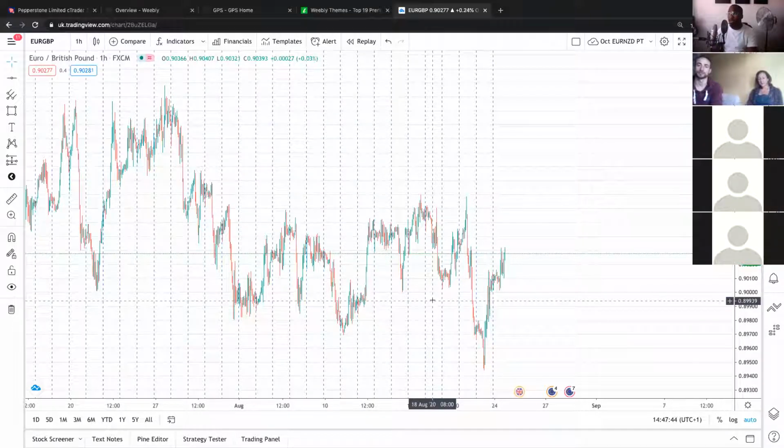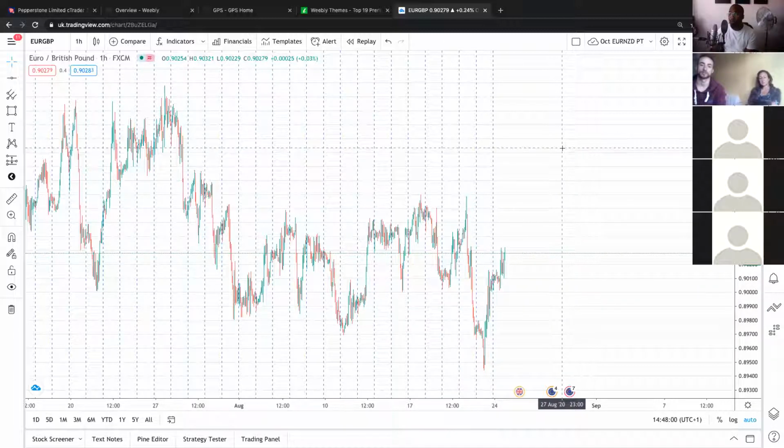Euro would be weak, Great British Pound would be strong. Is the pound going to be getting weaker? Is the euro going to be getting stronger? If the euro gets stronger and the pound weak, then the price will be going up.